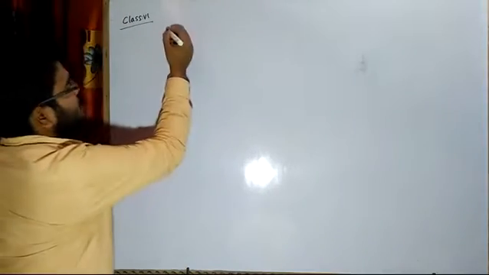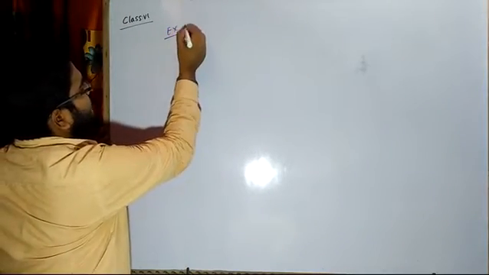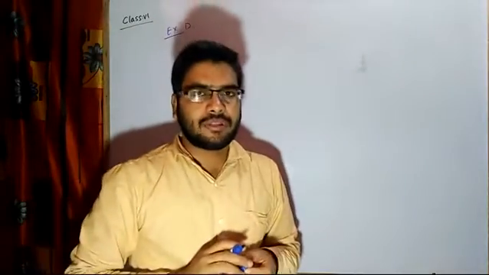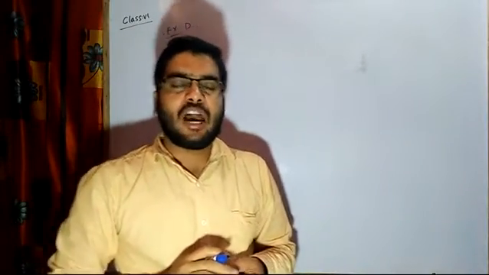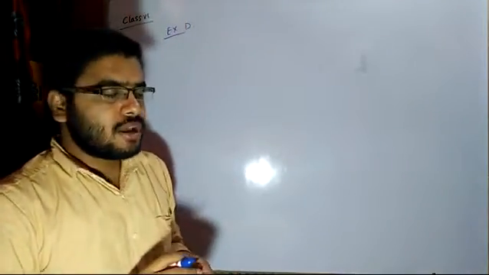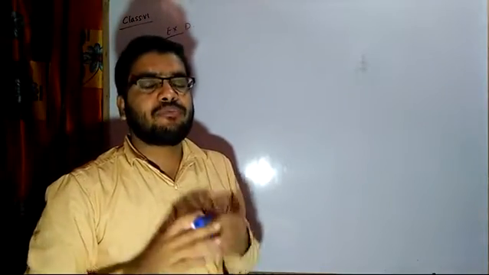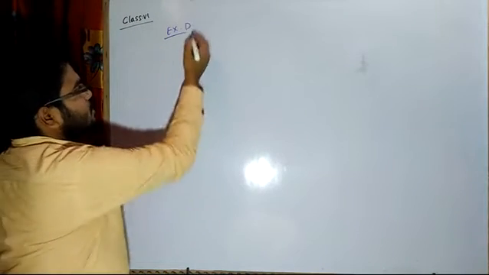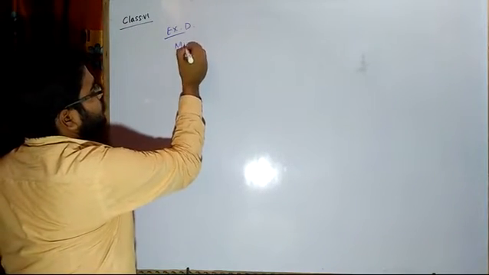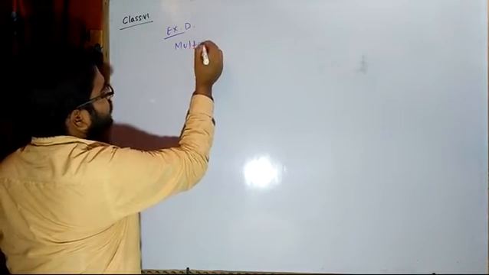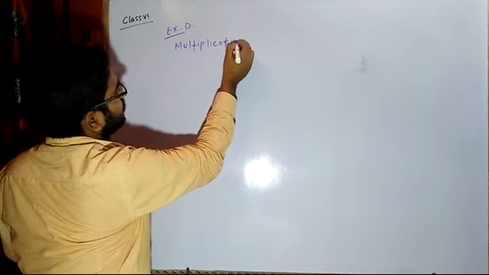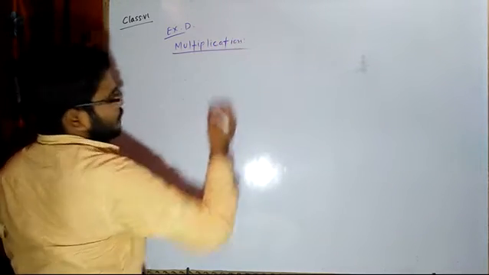Now in exercise D, what we are supposed to do is see the multiplication of negative numbers. In exercise E, we have to see the division of negative numbers, and in exercise F, we have to see the BODMAS rules applied in the case of negative numbers and how we are going to simplify. Now, in case of multiplication, we have to see multiplication.